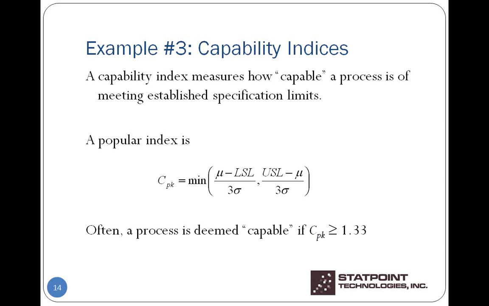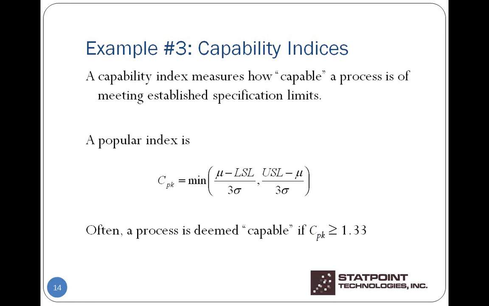CPK is defined as basically the distance from the mean, mu, to the nearer specification limit. Now, sometimes you only have a lower spec or an upper spec. At other times, you have both a lower and an upper. But basically, CPK is the distance from the mean to the nearer specification limit divided by 3 sigma, 3 times the standard deviation of the process.